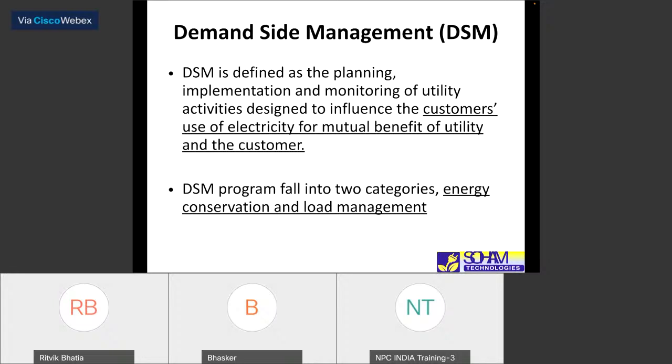Customer side energy conservation gives benefit to the customer as well as to the utility. Can you understand me? Demand side management also gives benefit to supply side management. Supply side management means those who are supplying the power. So whatever power has been given at the consumer level, if they are saving or improving their performance, they are not saving for themselves only, but also for the utility and for the country. So the demand side program falls into two categories: energy conservation and load management.